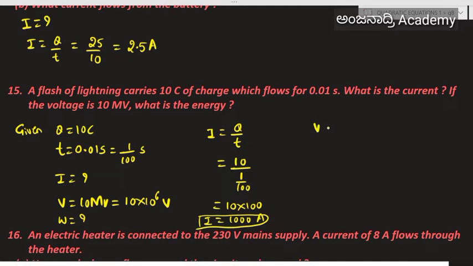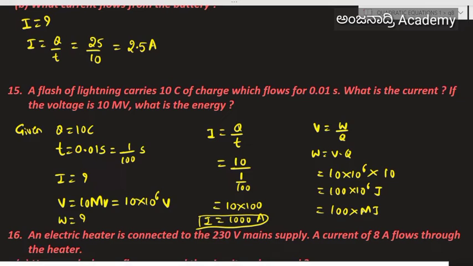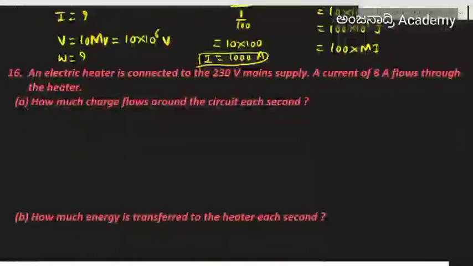And we know that V is equal to W divided by Q. He is asking W is equal to V into Q. V is already given, 10 into 10 to the power 6, and the electric charge is 10. 10 into 10, 100 into 10 to the power 6 joule. You can write 100 into 10 to the power 6 as mega joule. 100 megajoule is the answer. Let us move to the next question.